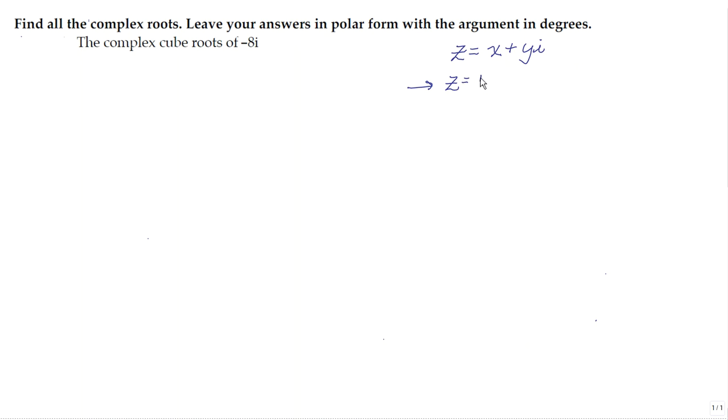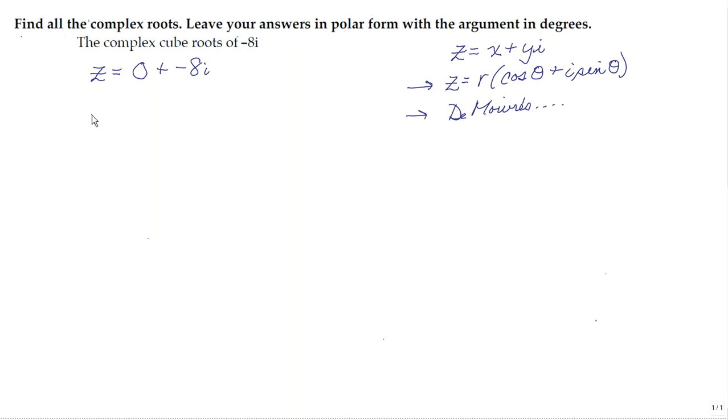So you're going to need to write it as r times the cosine of theta plus i times the sine of theta. And then once you have it in that form, then you can use de Moivre's theorem to find the three complex roots. So the first thing I need you to recognize when you're looking at -8i is it is in rectangular form and the real part is 0. So this can be written as 0 plus -8i.